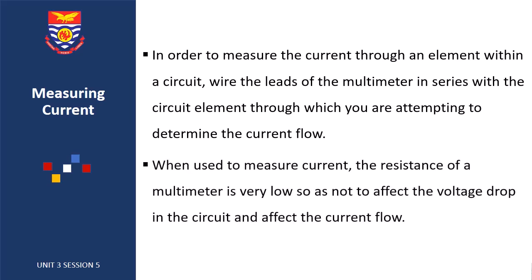And because the ammeter is in series with the circuit, anytime it is being used to measure current, the resistance of the ammeter or the multimeter is made very low so as not to affect the voltage drop in the circuit and also affect the current that will flow through the circuit.